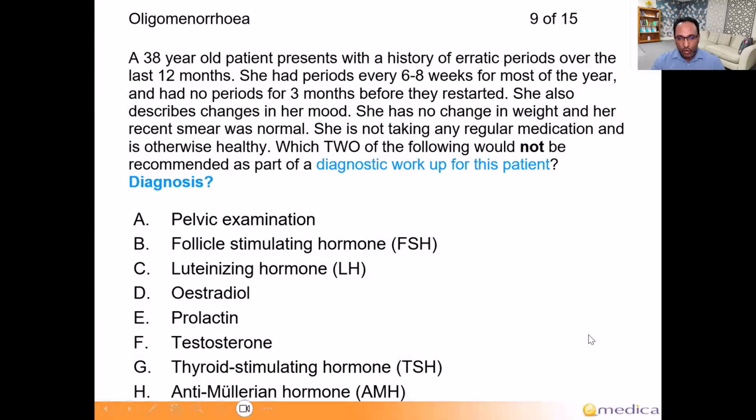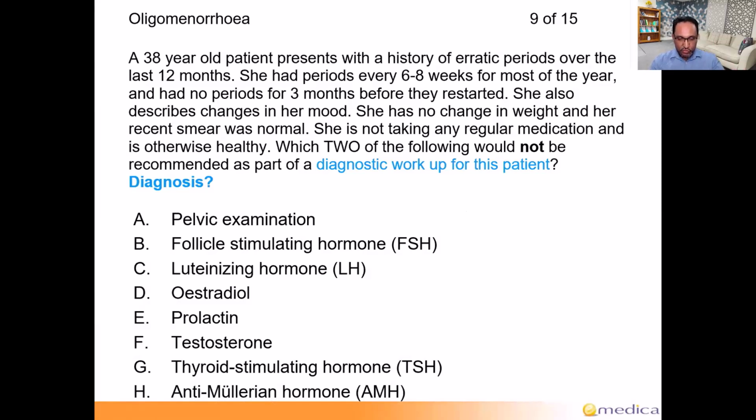Okay, oligomenorrhea. Now, this is a challenging question for 2 reasons. It's a multiple best answer. You can see it says which 2. Most questions don't mention how many options to pick, so there's only 1 right answer. If there's more than 1, they will say clearly how many you need to pick. So you can see it says which 2 of the following would not be recommended.